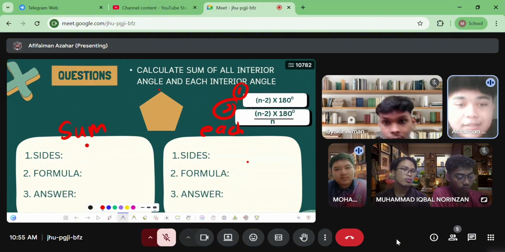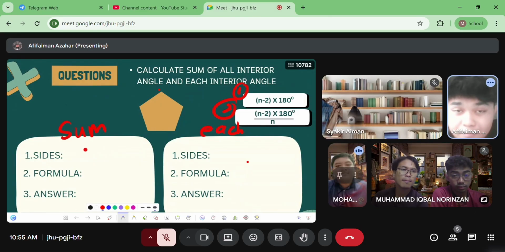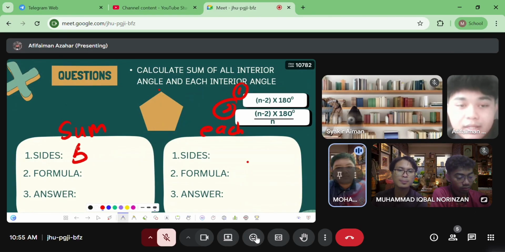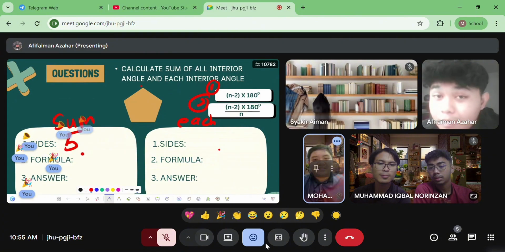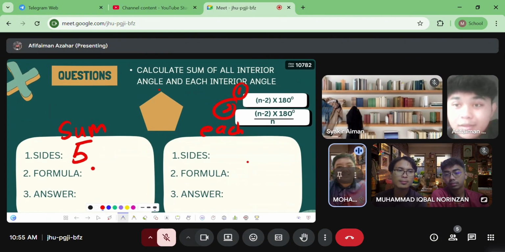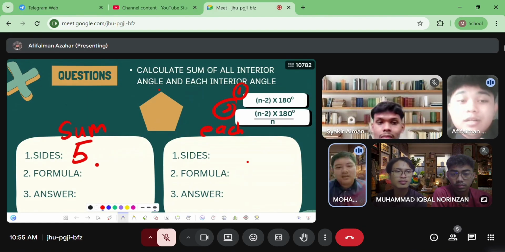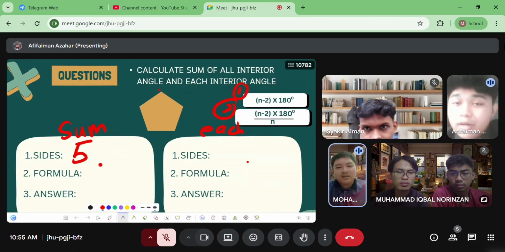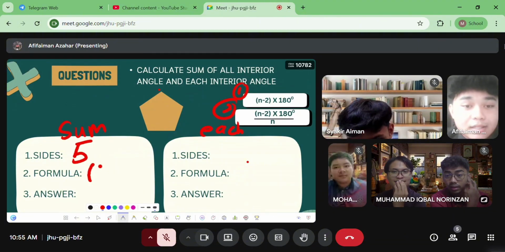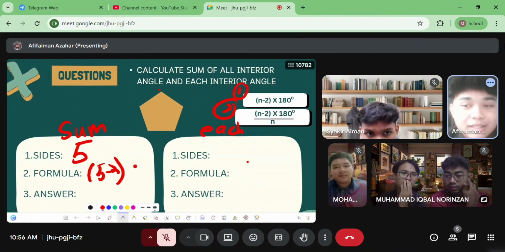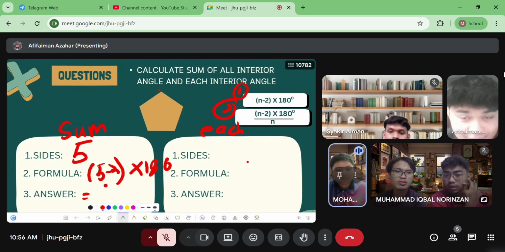All right, so Harry, to calculate the sum, can you help me? Yes, sir. All right. So for this shape, what is the value of n? It has 5 sides. Good. So for the formula, which one should we use? Maybe we can use (n minus 2) times 180. Yeah. Why do we use that? Because we want to find the sum of all interior angles, right? Yes, sir. All right. So n is 5, minus 2, times 180. So the answer is, Harry? 540.